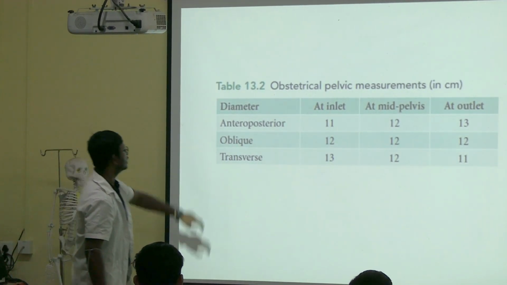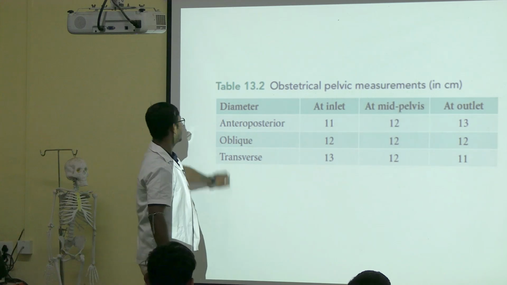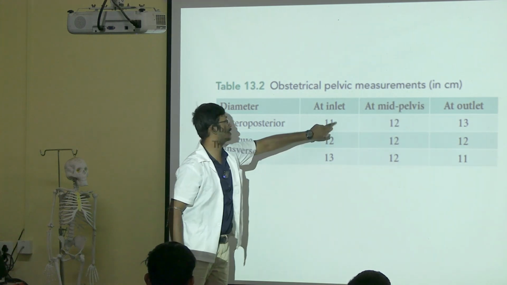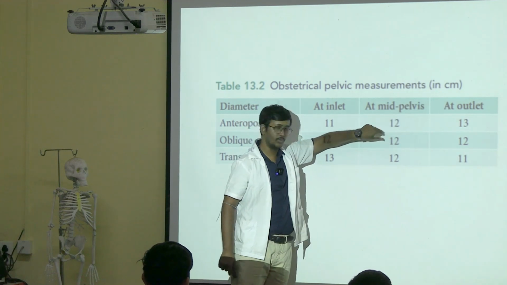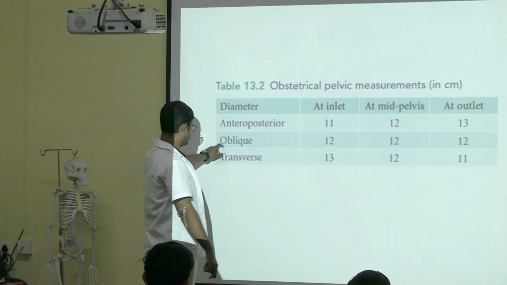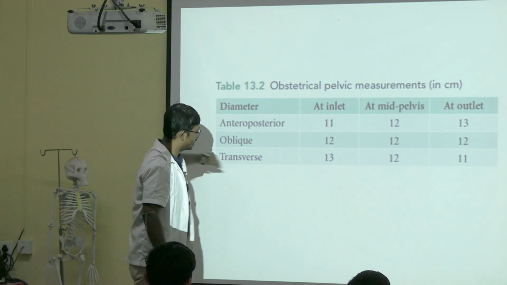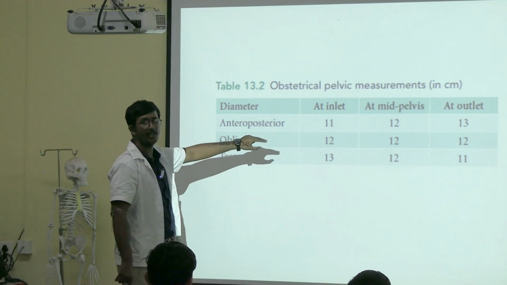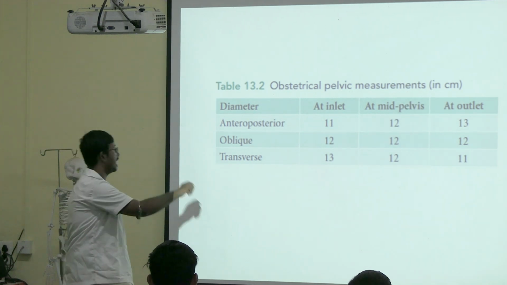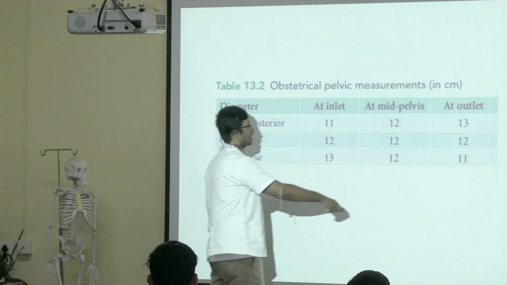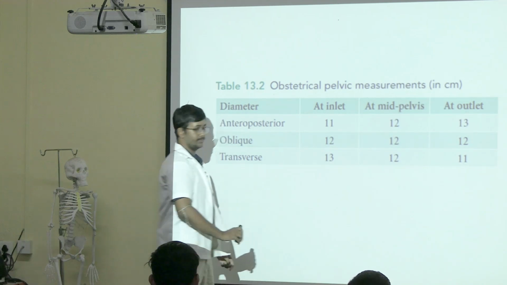So at the pelvic inlet, you will see that the anterior-posterior diameter is the narrowest. At the mid pelvis, it goes on increasing. Then the oblique diameter is almost similar in all the various layers of the true pelvis. Then the transverse diameter is largest at the inlet and narrowest at the outlet.